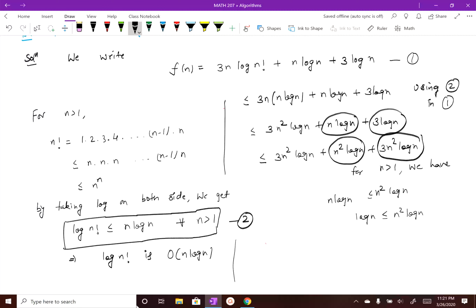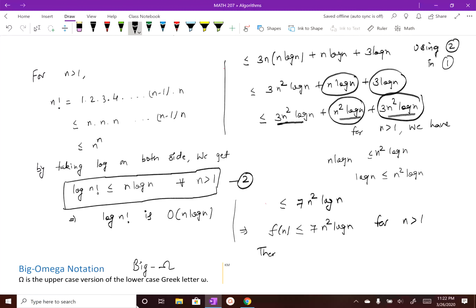Okay, so this side is going to be less than or equal to 3n² log n + n² log n + 3n² log n, so it's going to be 7n² log n. Okay, so we proved that f(n) is less than or equal to 7 times n² log n for n greater than 1.